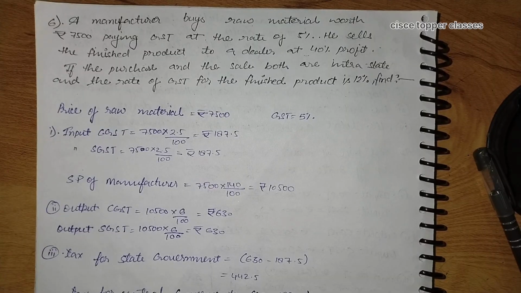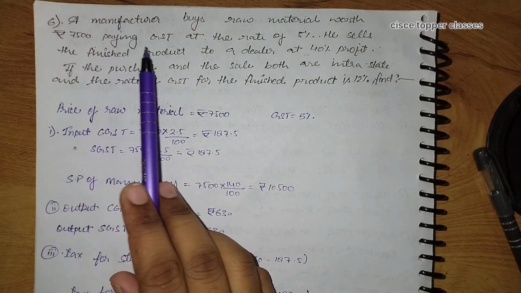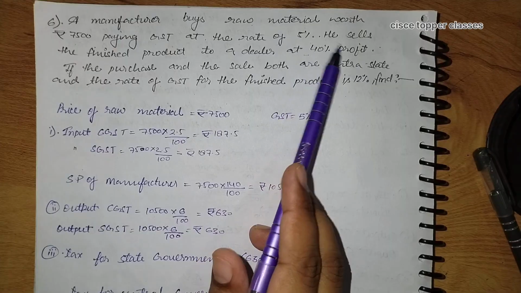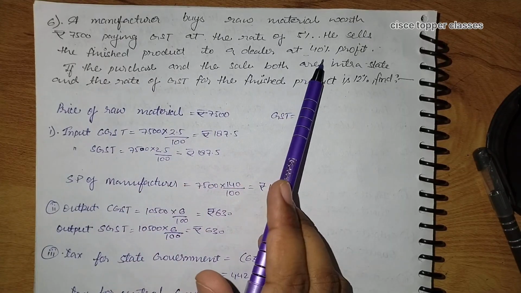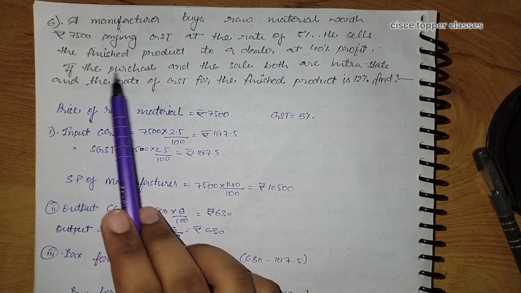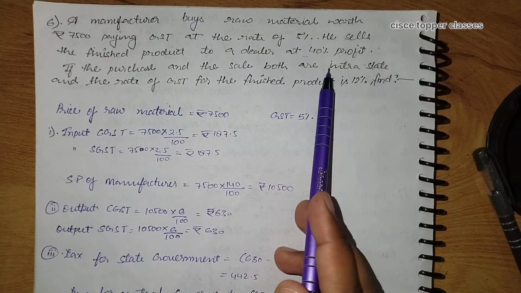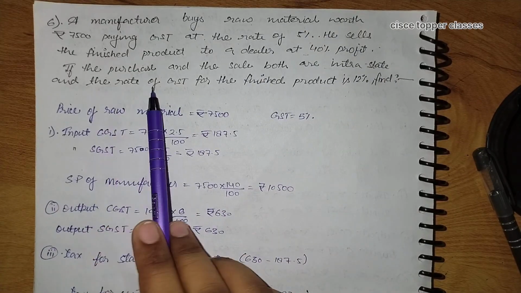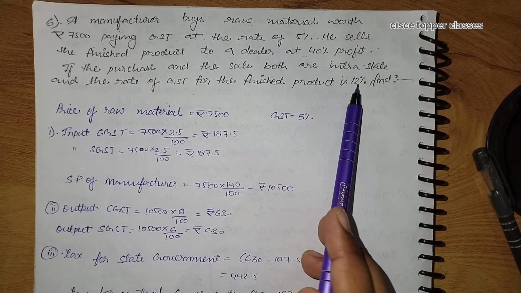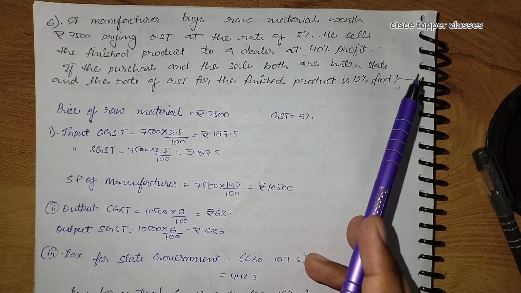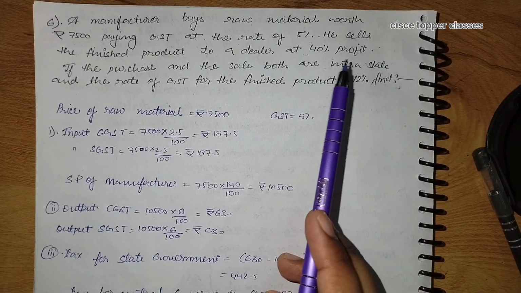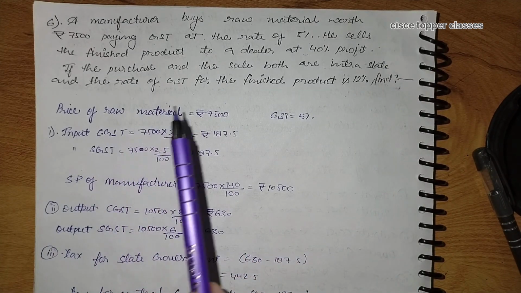A manufacturer buys raw material worth rupees 7,500 paying GST at the rate of 5%. He sells the finished product to a dealer at 40% profit. If the purchase and the sale both are intrastate, meaning in the same state, and the rate of GST for the finished product is 12%, we have to find the input GST here. Firstly, we have to find the input CGST.